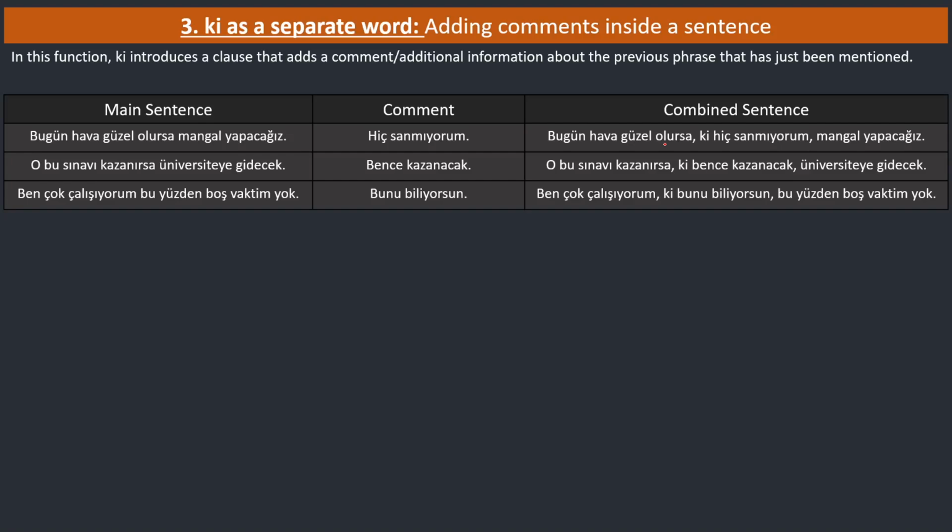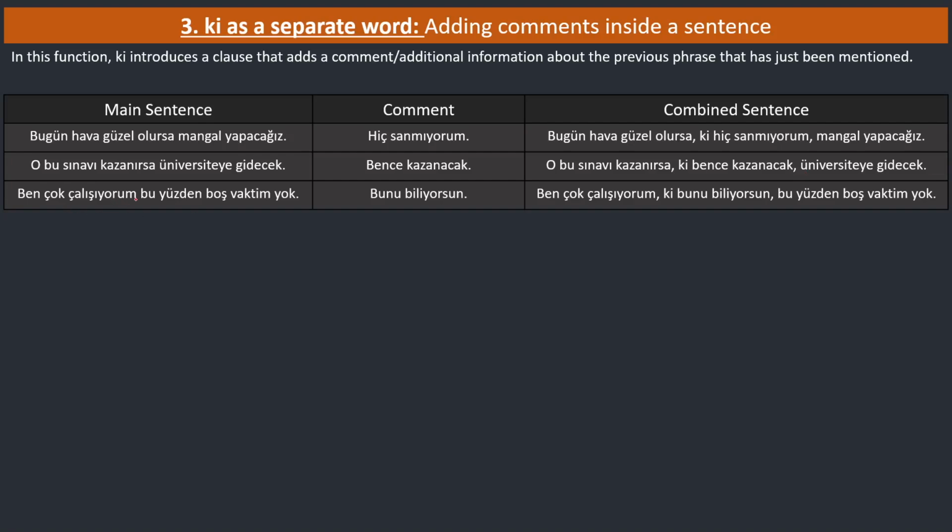Okay. O bu sınavı kazanırsa üniversiteye gidecek. If she, in English, I think you say passing an exam. In Turkish, we say winning an exam. Kazanmak. To win. O bu sınavı kazanırsa üniversiteye gidecek. If she or he passes this exam, ki bence kazanacak, which I think will be the case, or which I think he or she will. She or he will go to university.